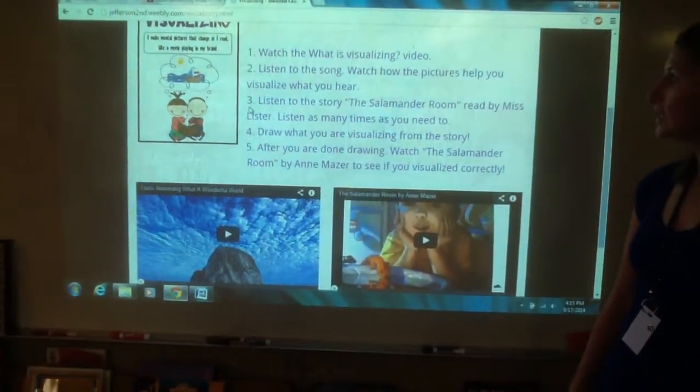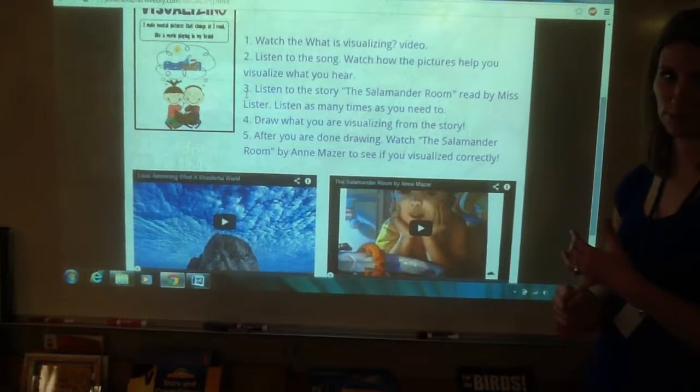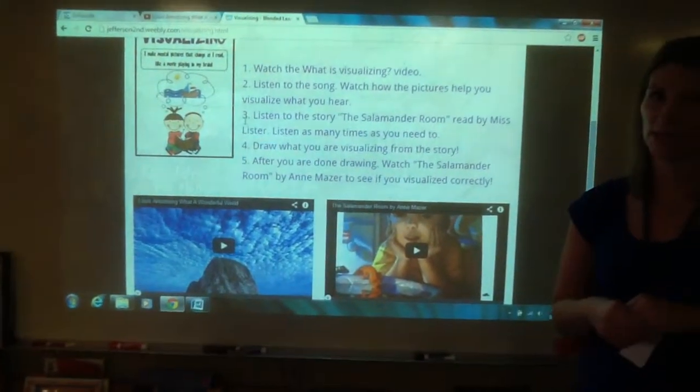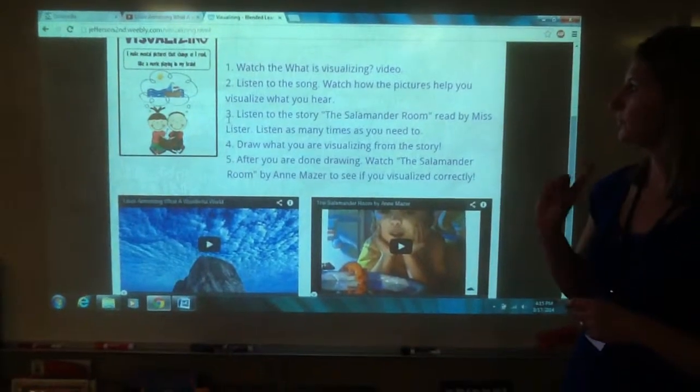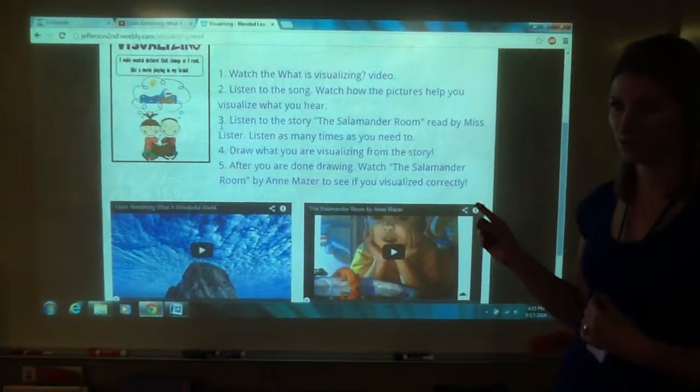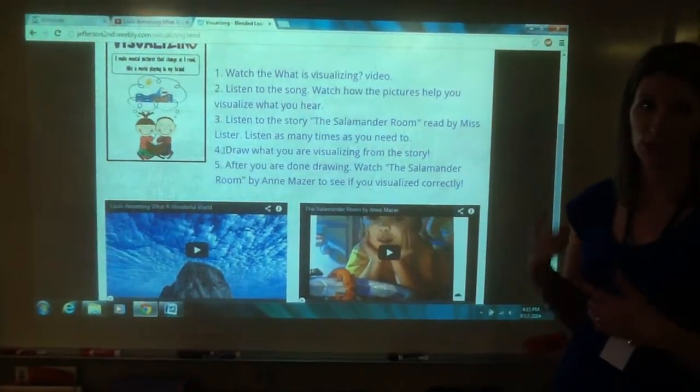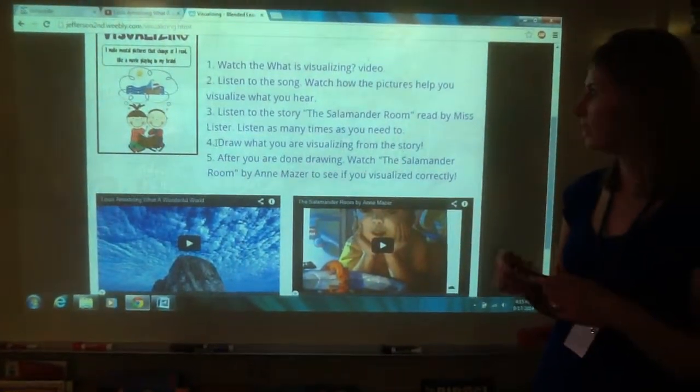Then you're going to listen to Miss Lister's The Salamander Room. And she's going to read that story to you, and we don't want you to look at any pictures, so I don't want you to read this one yet. You're going to listen to the story The Salamander Room, and then you're going to draw a picture of what you played in your head.